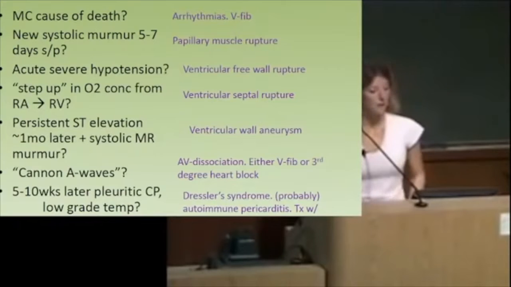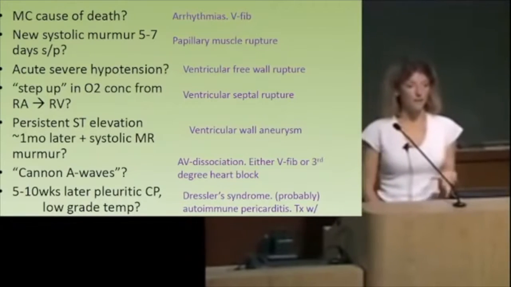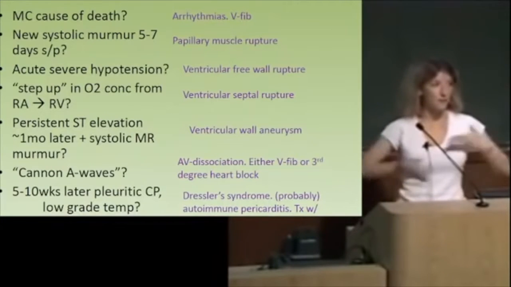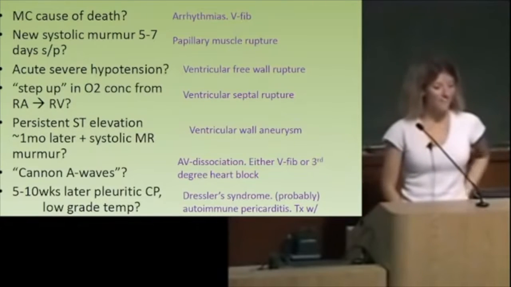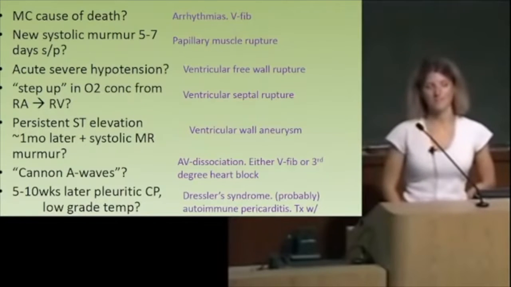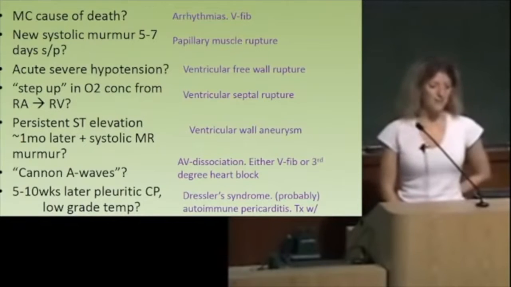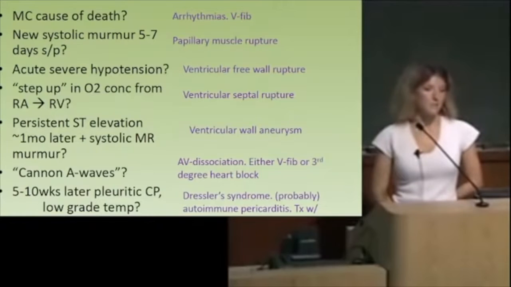So Canon A waves, in general, mean atrioventricular dissociation, and in this case, it can be due to third-degree heart block if the AV node is ischemic. But in general, Canon A waves mean the atria and the ventricles aren't communicating properly. There's AV dissociation. Now here we go, 5 to 10 weeks later, pleuritic chest pain and a low-grade temperature. Here's your Dressler syndrome. This is thought to be autoimmune, a cause of pericarditis, and we treat this with aspirin or NSAIDs.